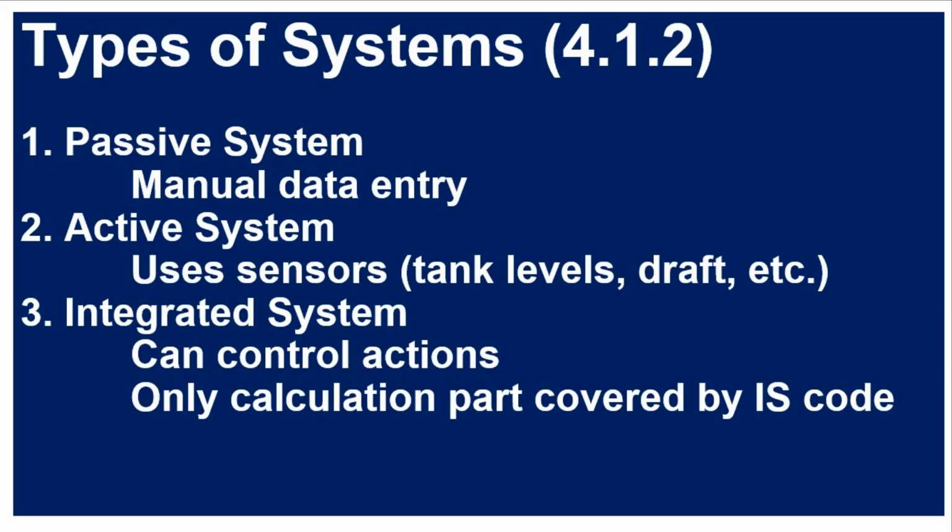There are three types of systems: passive systems with manual input, active systems using sensors, and integrated systems which can control actions, although only the calculation part is covered under the IS Code.